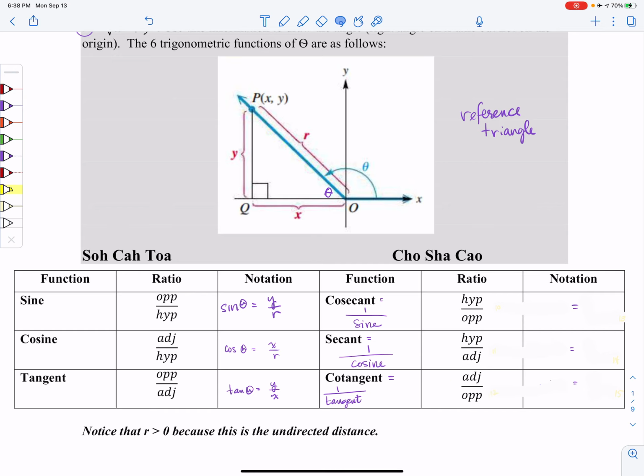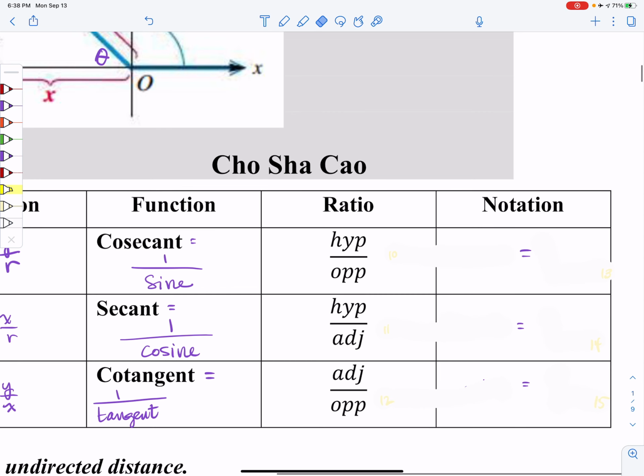Now, the notation that I write these three, cosecant is abbreviated CSC. Again, it cannot be separated from its angle. Secant is abbreviated SEC, and cotangent is COT. We still call them cosecant, secant, and cotangent.